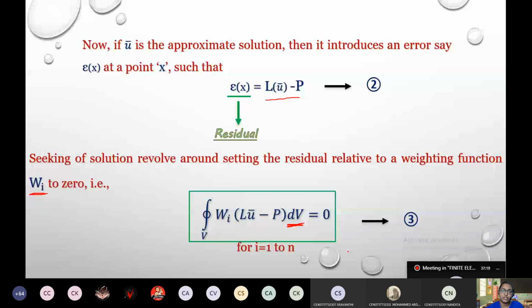So we have three equations now. The first one was the governing differential equation. The second one is the residual equation. The third one is the integral form of the governing equation with respect to a weighting function. I hope we are clear until this part. I'm going to the next one now. How this integral form is solved to reach the solution is the next part.